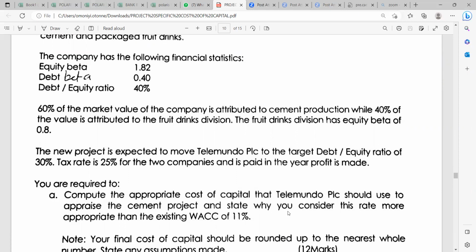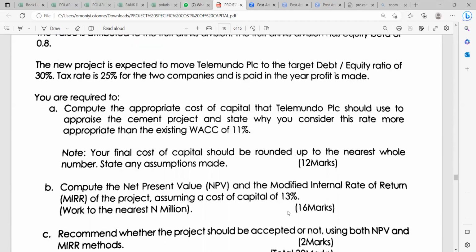The new project is expected to move Telemundo PLC to the target debt equity ratio of 30%. Tax rate is 25% for the two companies and is paid in the year profit is made. You are required to compute the appropriate cost of capital that Telemundo PLC should use to appraise the cement projects and state why you consider this rate more appropriate than the existing WACC of 11%. Note, your final cost of capital should be rounded up to the nearest whole number.